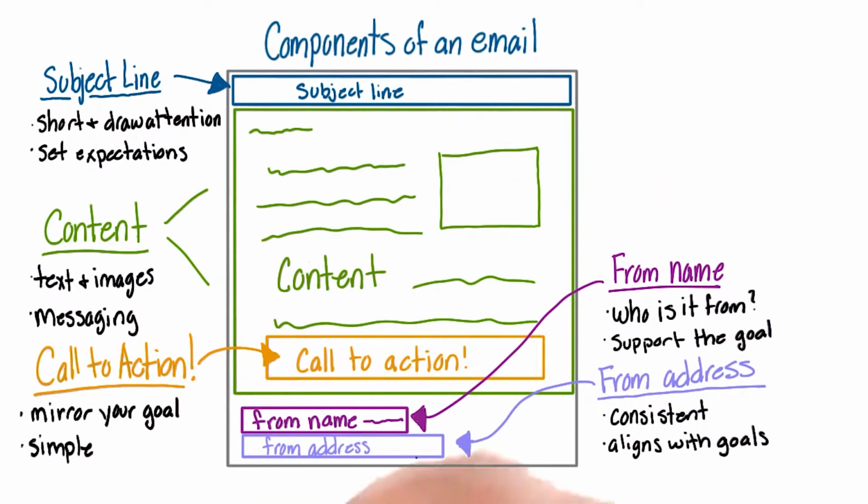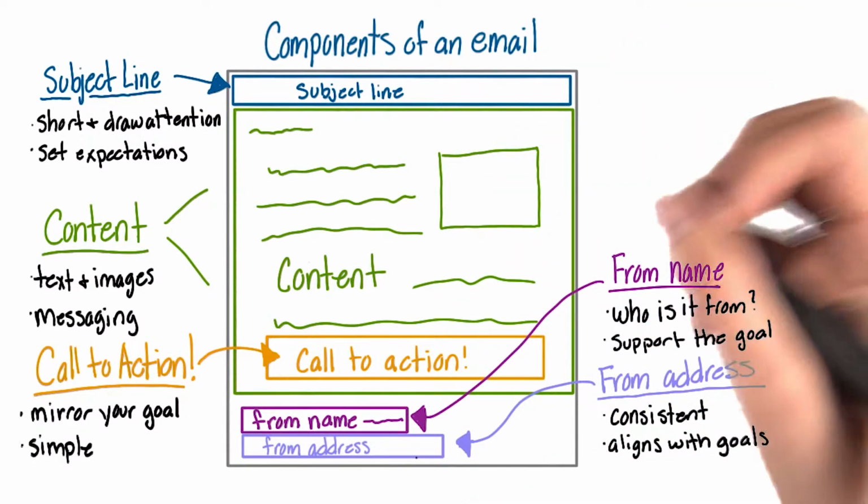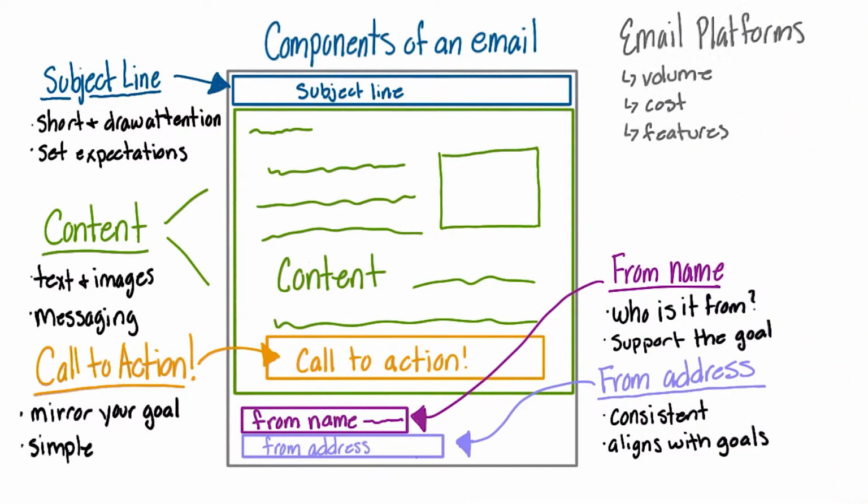Now, when sending your emails, you can send a regular old email from Gmail or something like that, or you can choose an email platform, which most growing companies choose to do. These platforms will vary depending on the needs of the company. So when deciding on an email platform, you'll want to consider the volume of emails you're sending, the cost, and features like automation and segmentation.